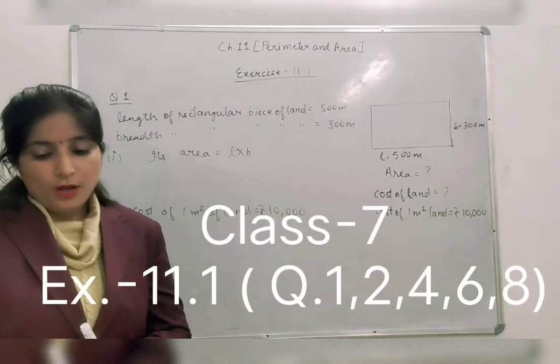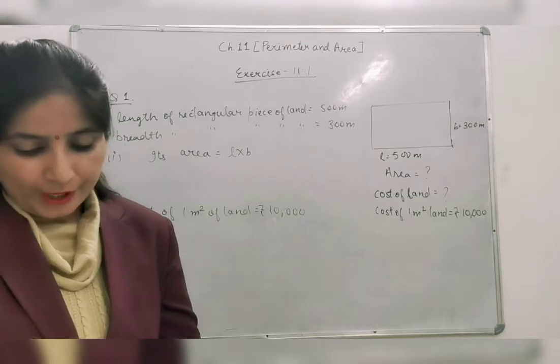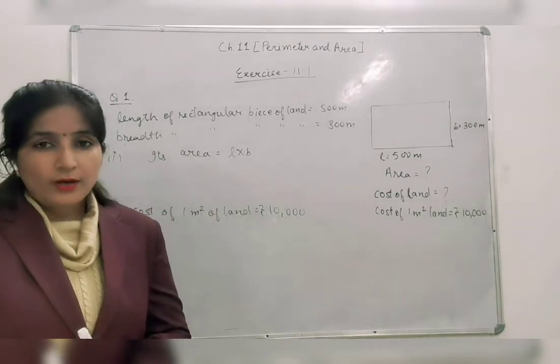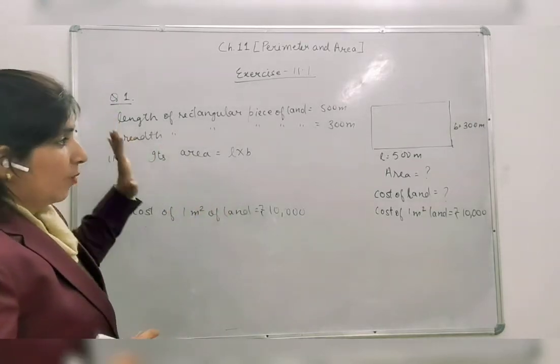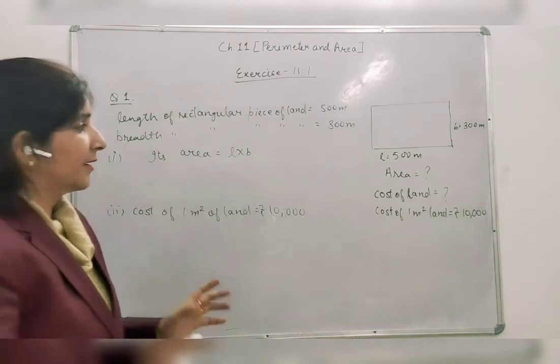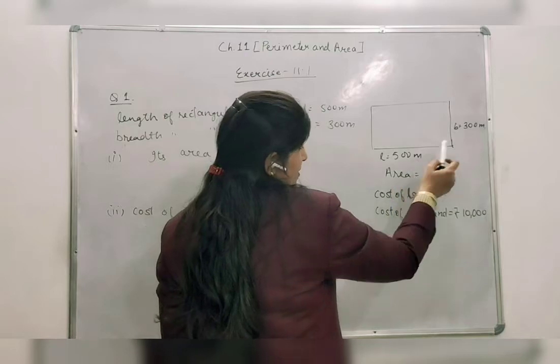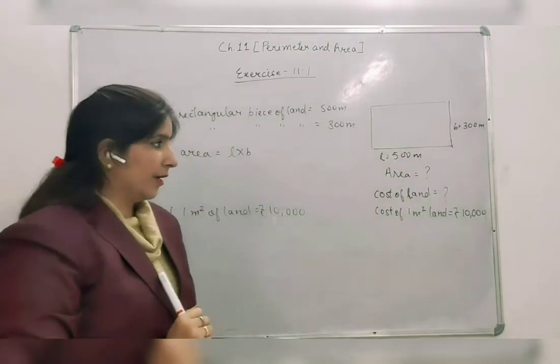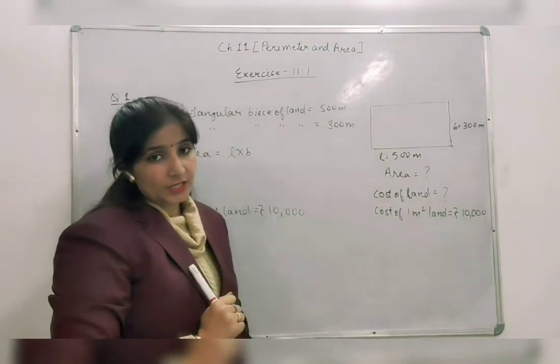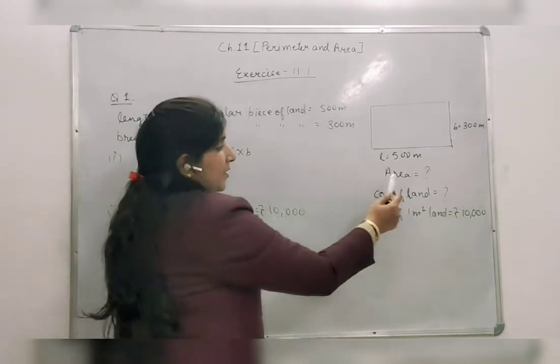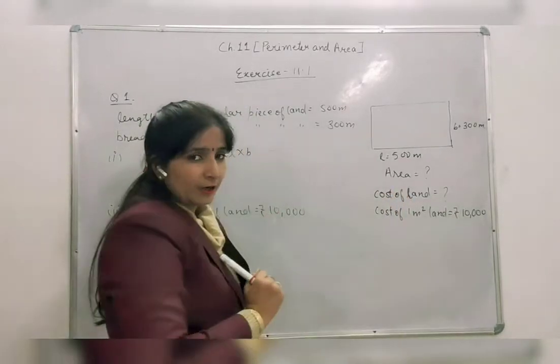Students, now we are going to start exercise 11.1. So let us start with question number 1. What is given in this question? There is a rectangular piece of land with length 500 meter and breadth 300 meter. What we need to find out first is the area.